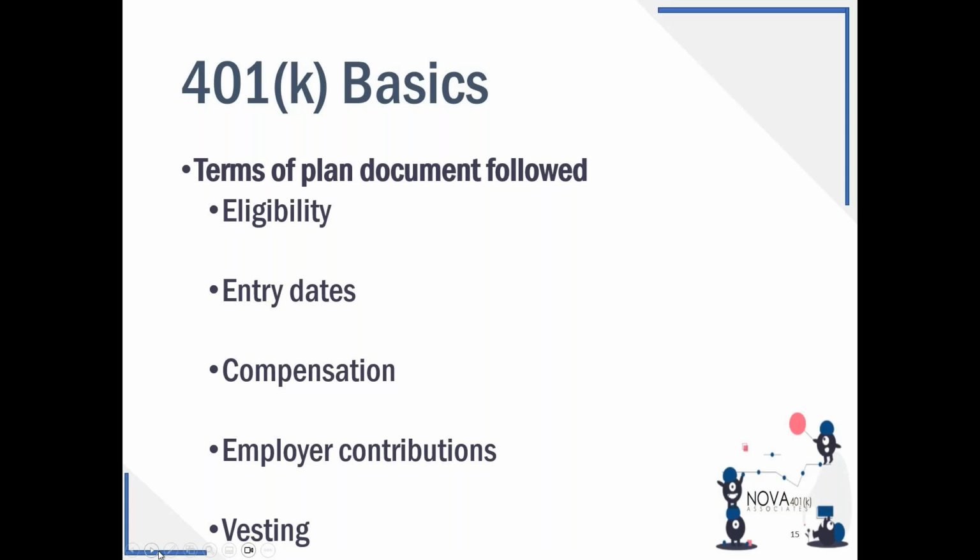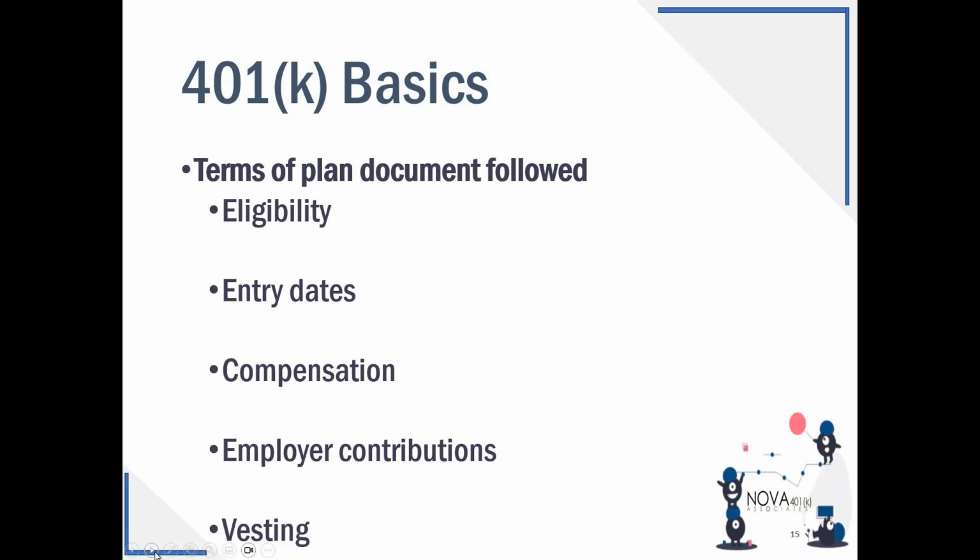Now, I talked a lot about the plan document and how it needs to be followed, and how the IRS and Department of Labor would use the plan document if they choose your plan for auditing. So what that plan document does is it has the provisions that your plan has choices about. And that would include the eligibility rules for your plan, the entry dates for your plan, the definition of plan eligible compensation that's used, how employer contributions are allocated, and also the vesting schedule for your plan. That all needs to be defined in the plan document.